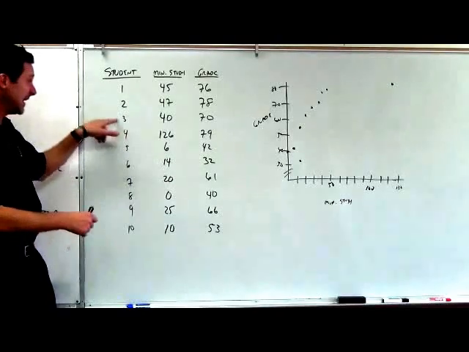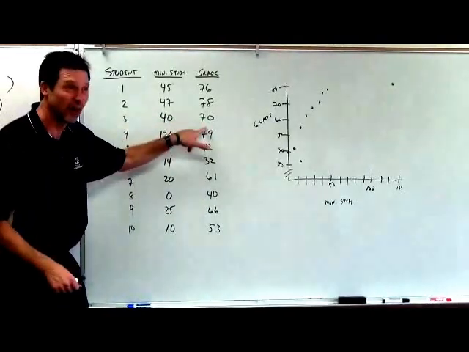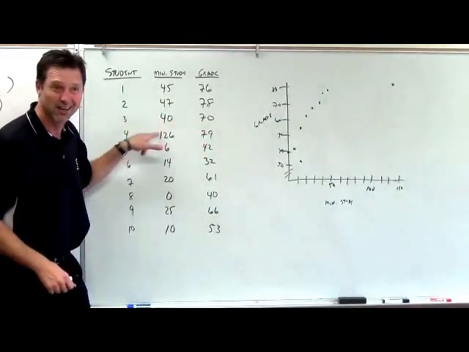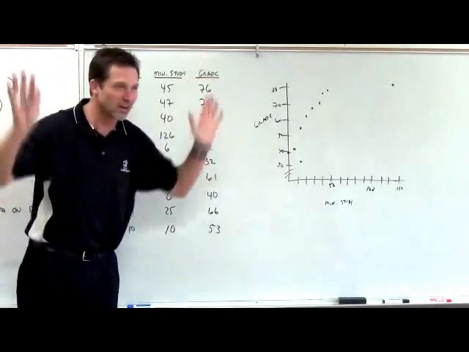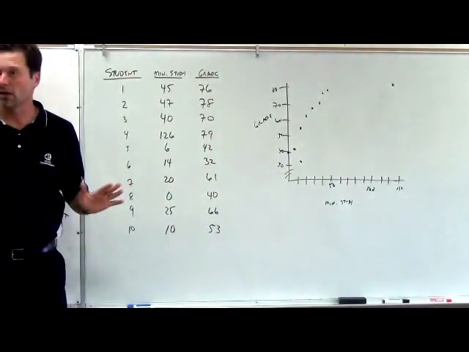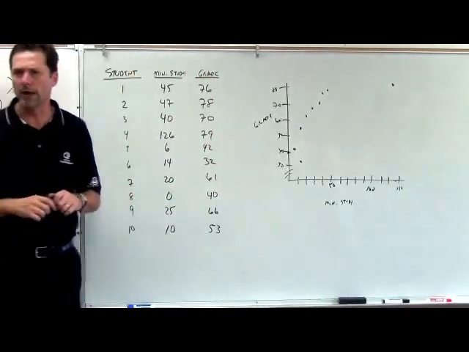Well, yeah, because I need to keep this 40 and 70 together, right? This is the same person. I can't have the 40 go into a different test score. It's going to mess everything up. So you don't sort them. Keep them together when you're making these plots.